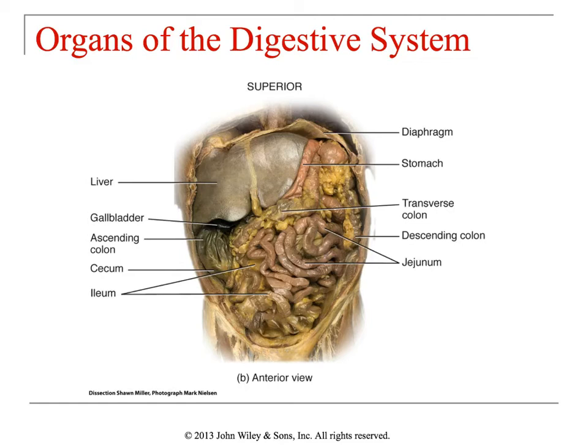So here's a cadaver picture. So here's the diaphragm. Okay, stomach is underneath the liver. So here's the liver and the right and the left lobes of the liver. The gallbladder is underneath the liver. The ascending colon is over here.